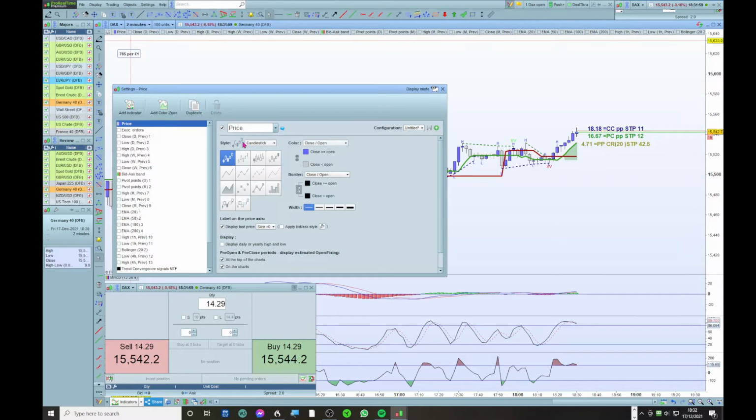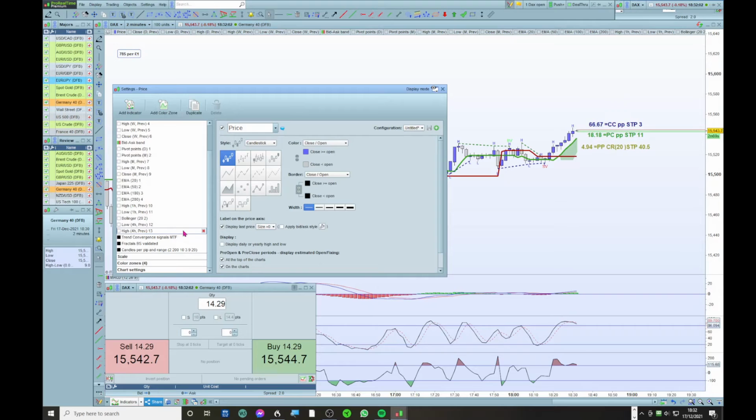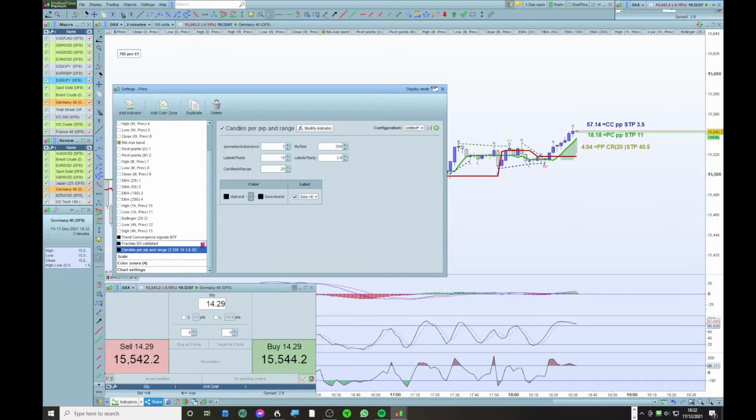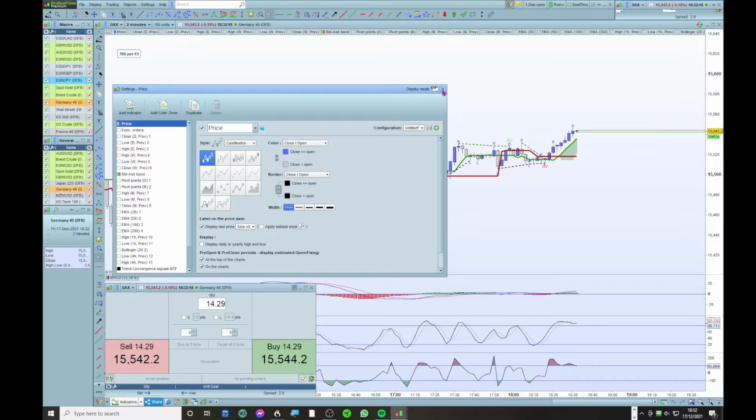Configure, or you could have just added the indicator. And then you have candles per pip and range. And this is your configuration window. Now, if I was adding this, I'll just add it to the chart so you can see what the process is.